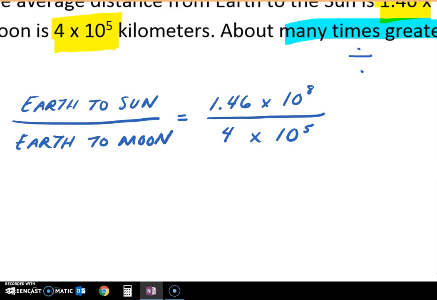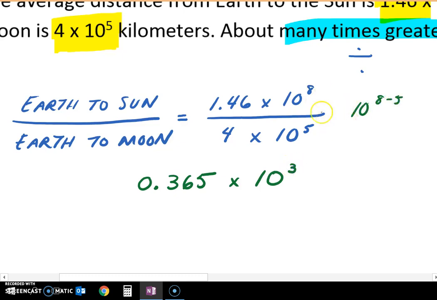So remember, we are going to divide top, divide by bottom, and then you take your exponents and you are going to subtract them. So 1.46 divided by 4 is 0.365, and this is times 10, and then I had 10, 8 minus 5, which is 3. Remember, we always subtract top down.